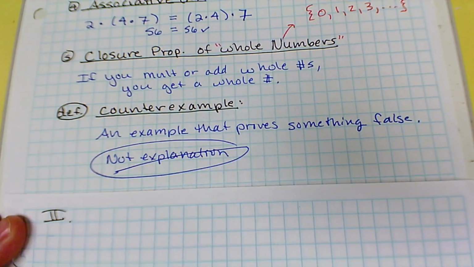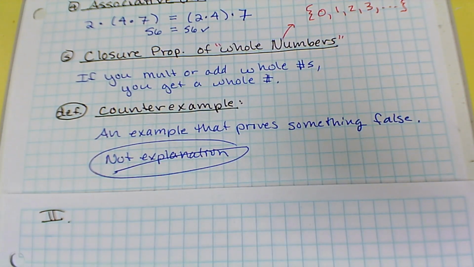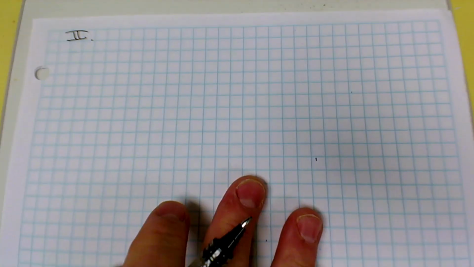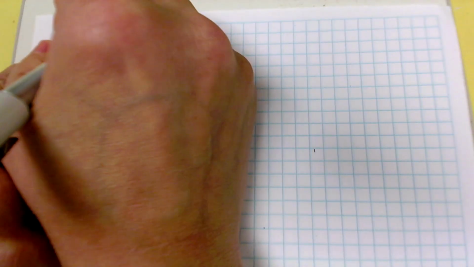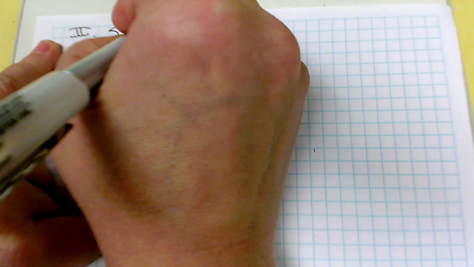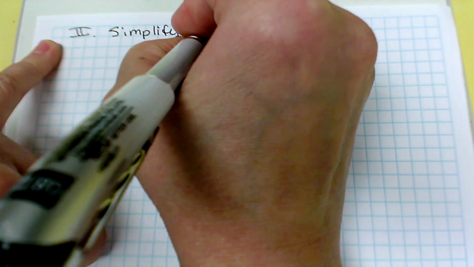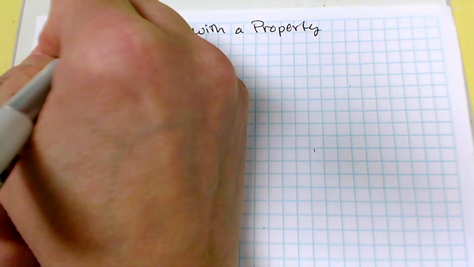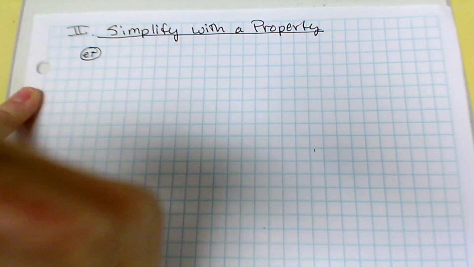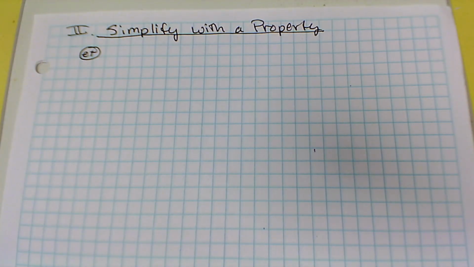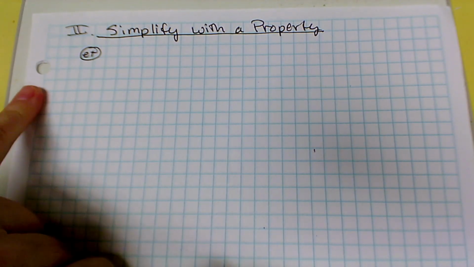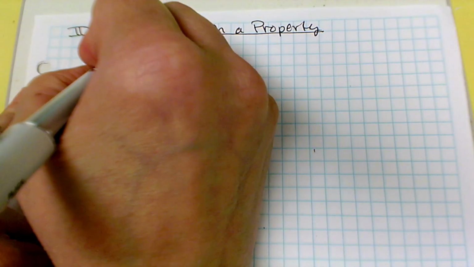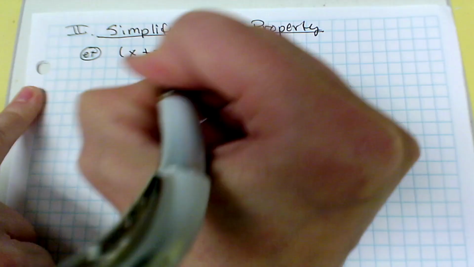All right, Roman numeral 2. And I added this because my last class had a little bit of trouble with some of the simplify problems. So Roman numeral 2 is simplify with a property. So we're going to have x plus 2 in parentheses plus 3 plus x.